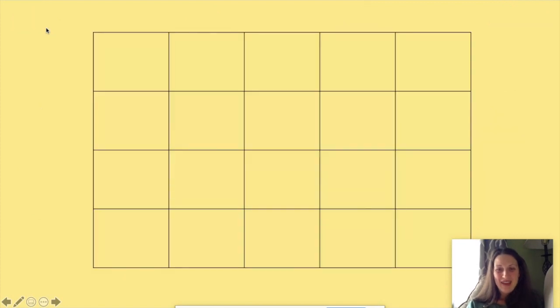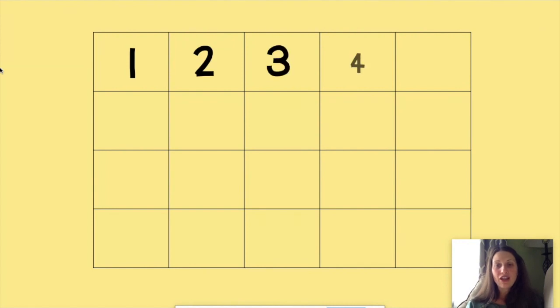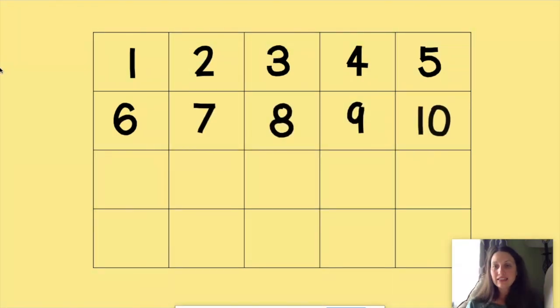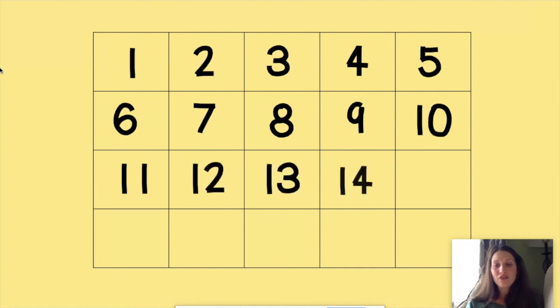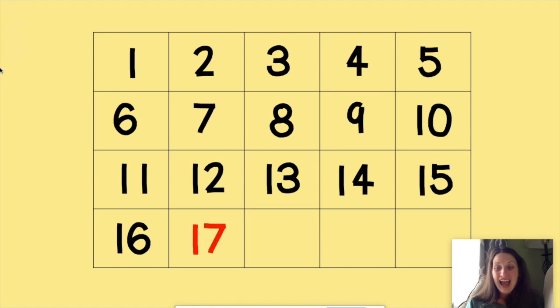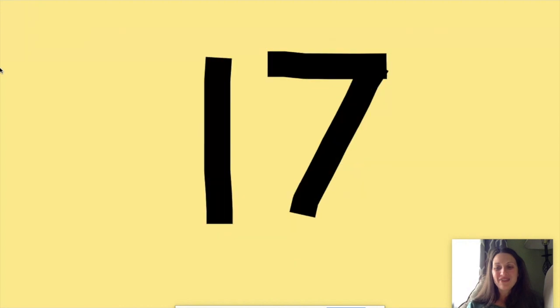I love math. Okay, so there's a new number today. In order to figure out that number, let's count from 1. Count with me. Here we go. 1, 2, 3, 4, 5, 6, 7, 8, 9, 10, 11, 12, 13, 14, 15, 16, 17. Today's number is the number 17.